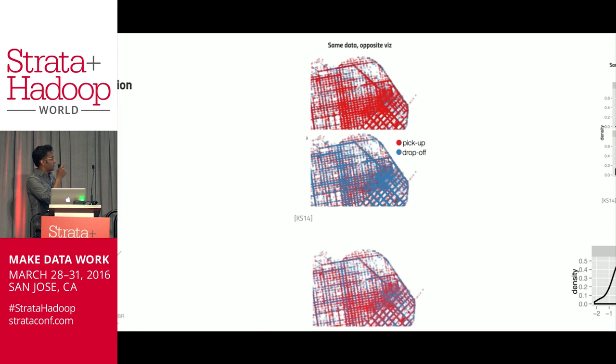Does anybody have a guess? So remember, all three of these graphs are visualizations of the same data. Does anybody know why this is happening? Any guesses? Yes, so that's right, and we're going to go deeply into that.